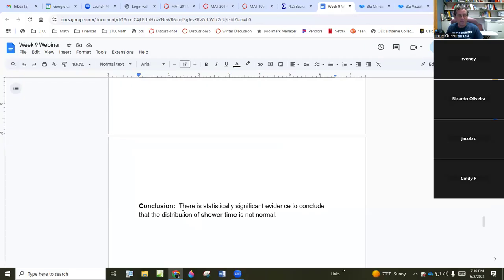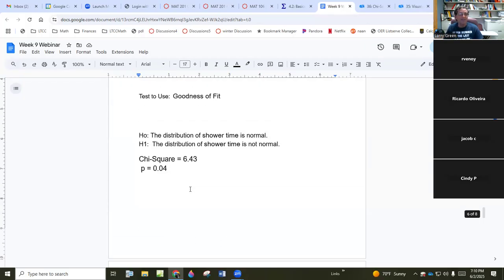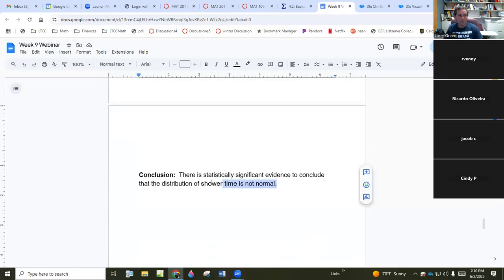So we can say there is statistically significant evidence to conclude that, and then you just copy and paste H1. The distribution of shower time is not normal. Okay? And then the word "the" should not be capitalized like I did. So we have a non-normal distribution. At least we have statistically significant evidence to say that it's not normal. Any questions on this idea?